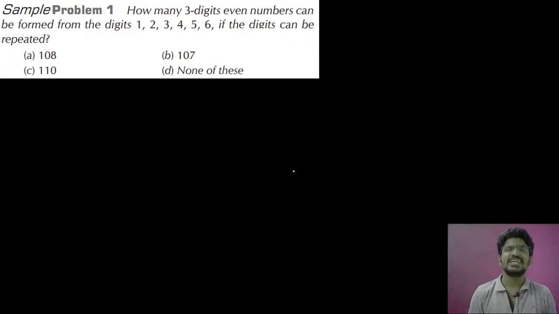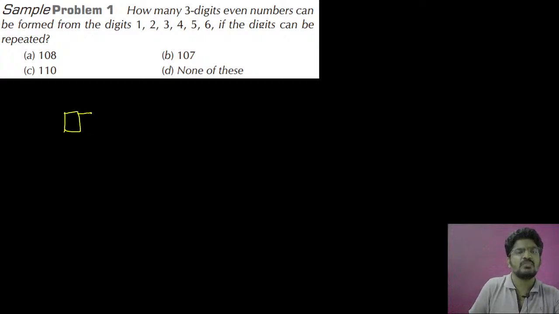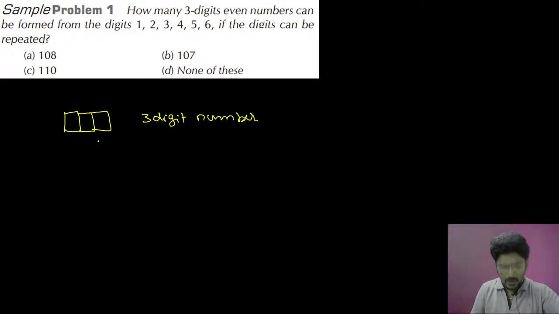Okay. So now we can go for a new problem: how many 3-digit even numbers can be formed from the digits 1, 2, 3, 4, 5, 6 if the digits can be repeated? Very good. You just see here, they are asking for a 3-digit number where repetition is allowed.